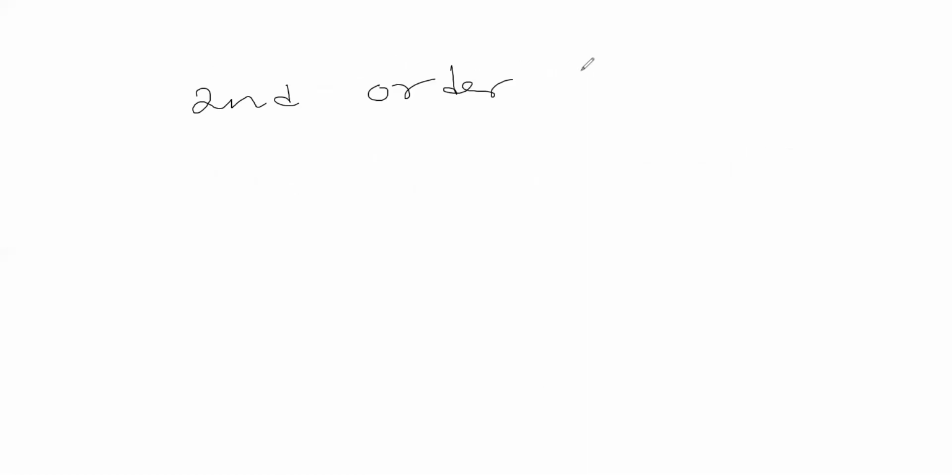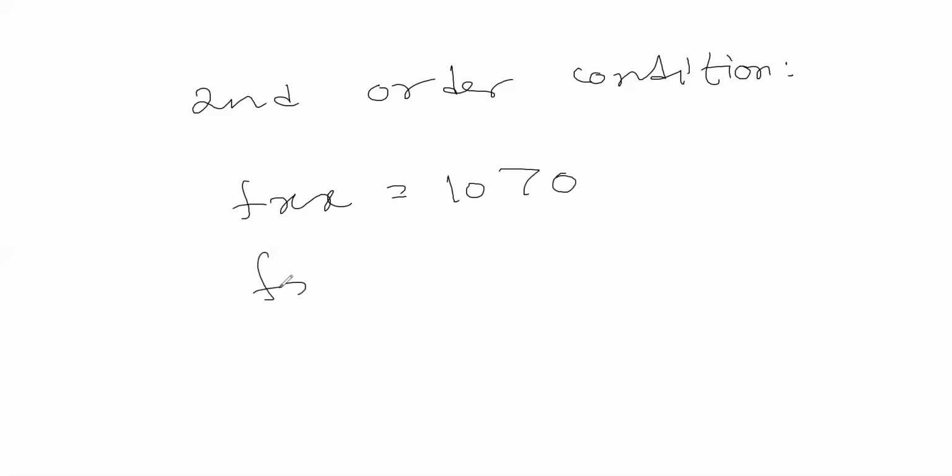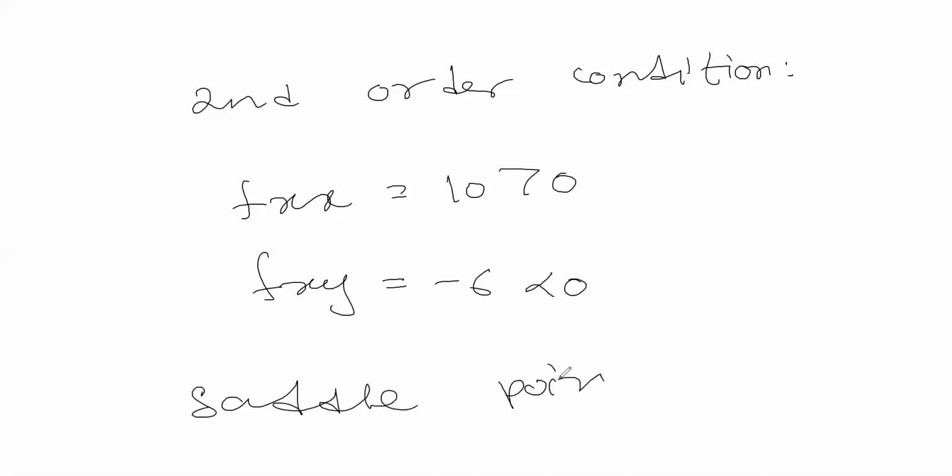Okay, not satisfied. So then we go back to the second order condition and check the signs. The second order condition shows, as we have already seen, that f of xx is 10, a positive value, whereas f of yy is negative 6, less than 0, a negative value. The third condition has not been satisfied, and the second order partial derivatives are carrying opposite signs, representing that the function is at its saddle point. So this is another exception.